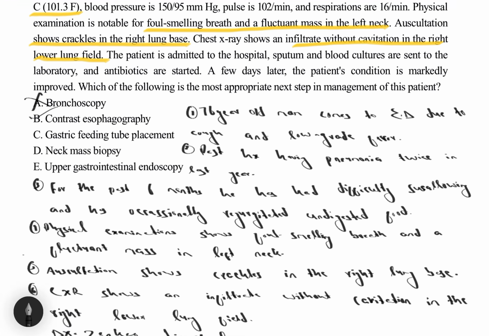Coming to the incorrect ones, choice A, bronchoscopy. Bronchoscopy is used if the patient has an obstructing mass. Choice C, gastric feeding tube placement. Gastric feeding tube placement would be premature because surgical treatment for Zenker diverticulum is enough. Choice D, neck mass biopsy. This patient has clear-cut signs and symptoms of Zenker diverticulum, so neck mass biopsy is not needed in this patient.